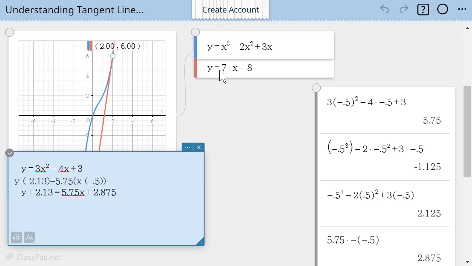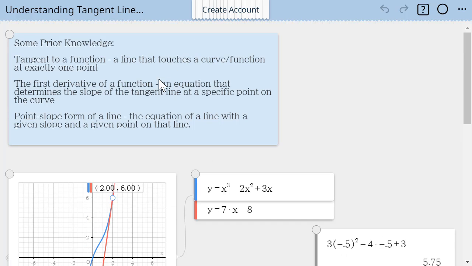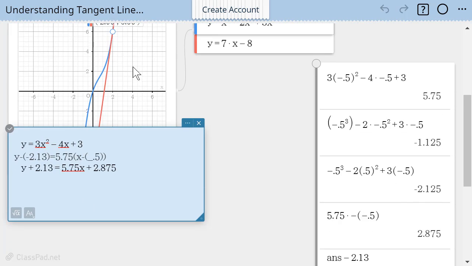How do I find the slope, this 7? Where did that come from? Well, plug this 2 value, which is the point of tangency, into the derivative to verify. So 3, and let's just do this, 2 squared is 4. So 12 minus 8 is 4. 4 plus 3 is 7. So there's where my 7 comes from. So as you really try to help students understand these definitions that we give them, bring in the visual.